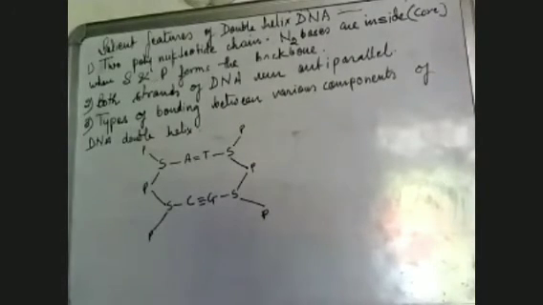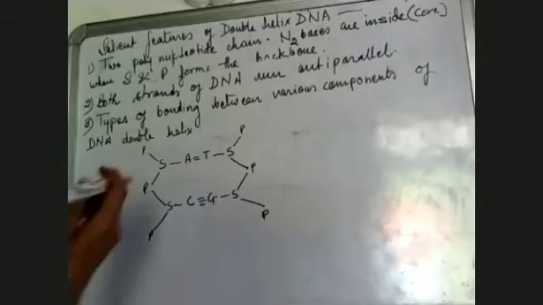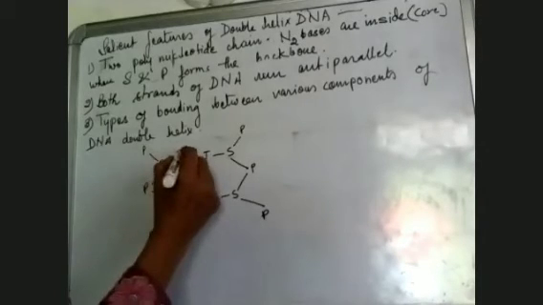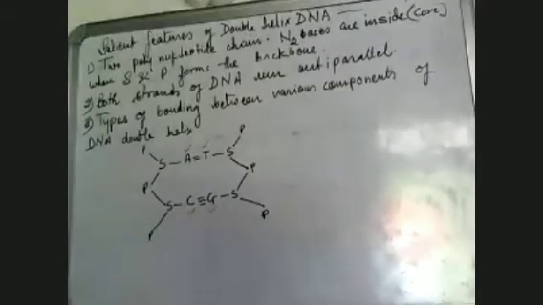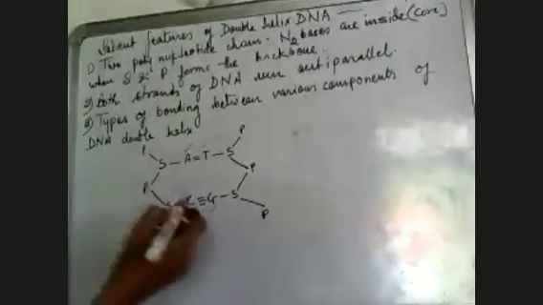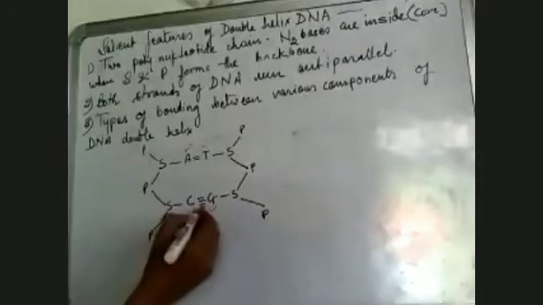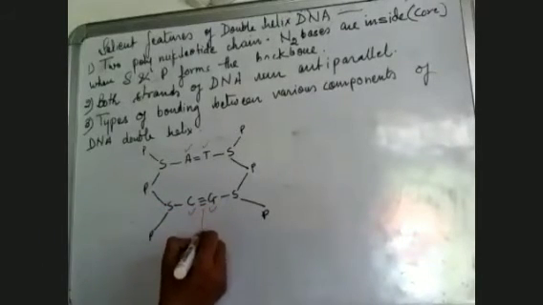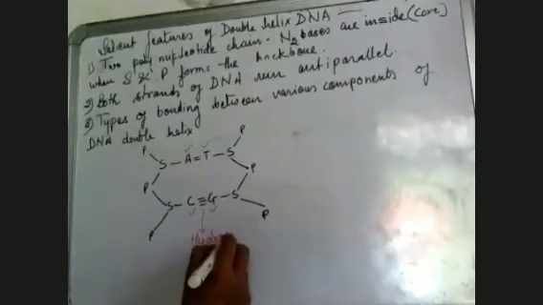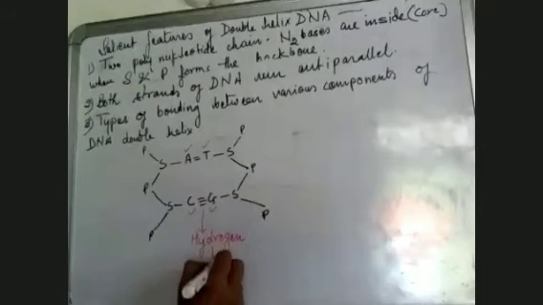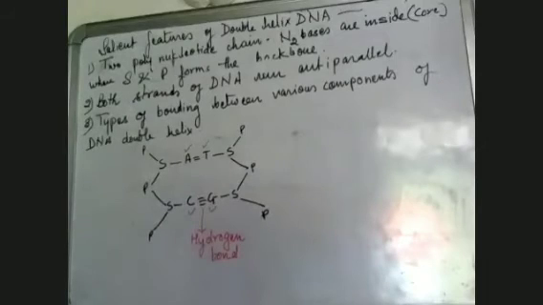Now here, he described the type of bonding, the type of bond present between two bases. This is one base, adenine, and thymine is another base. Cytosine is one base and guanine is another base. The type of bond present between these bases is the hydrogen bond. Hydrogen bonds are present between the bases.